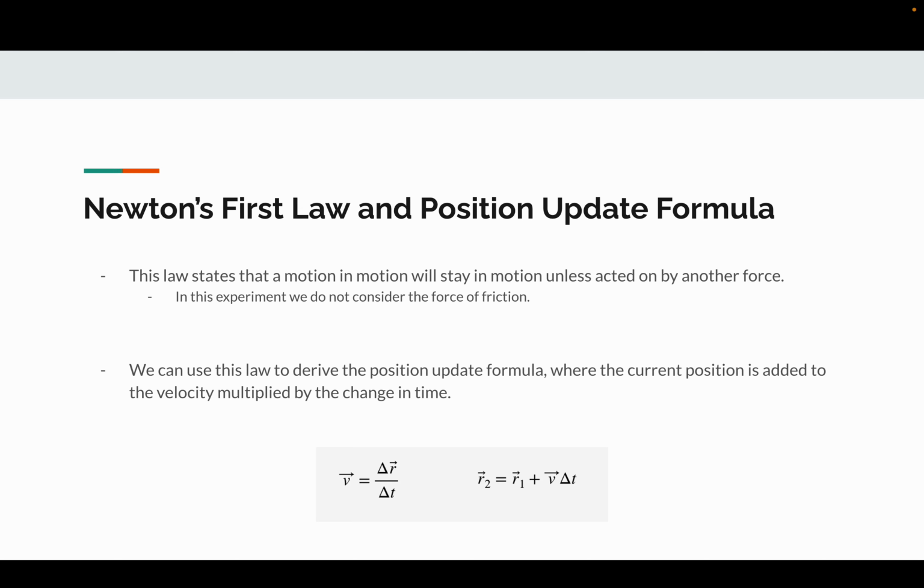To give a quick summary on Newton's first law and the position update formula, this law states that an object in motion will stay in motion unless acted on by another force. In this experiment, we do not consider the force of friction. We can use this law to derive the position update formula as shown below, where the current position is added to the velocity multiplied by the change in time.